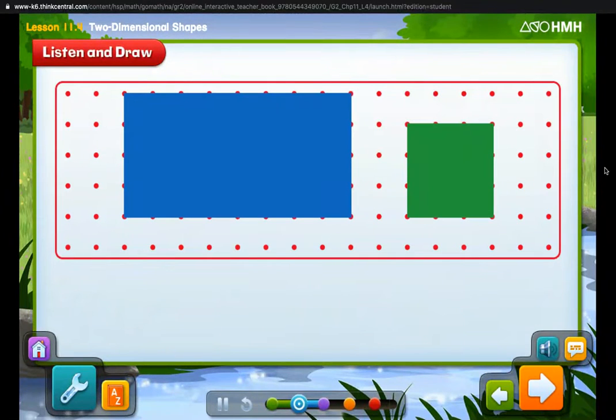How are the shapes alike? Both have four sides. How are the shapes different? The rectangle is bigger than the square. All the sides of the square are the same length.